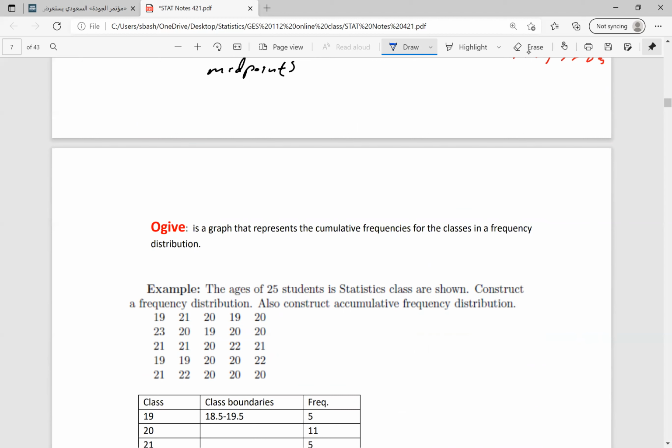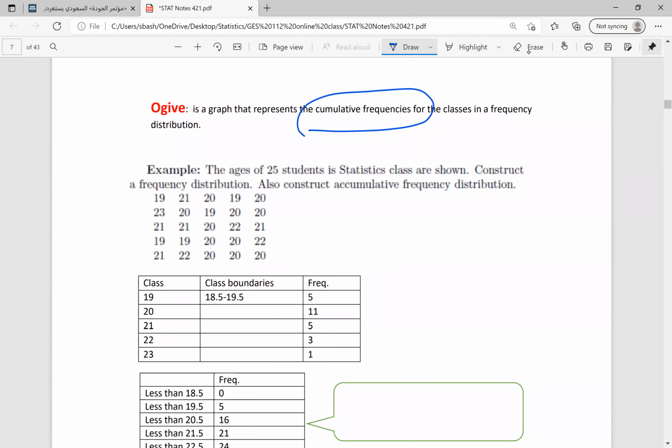Ogive is a graph that represents the cumulative frequencies for the classes in a frequency distribution. See what I mean by cumulative frequencies first. Let's take this example. The ages for 25 students in a statistics class are shown. Construct the frequency distribution, and also construct the cumulative frequency distribution.